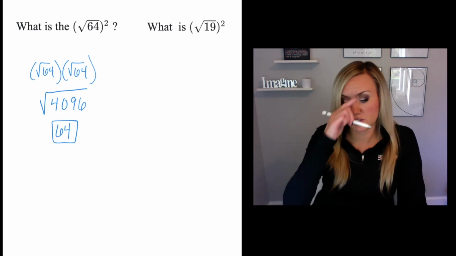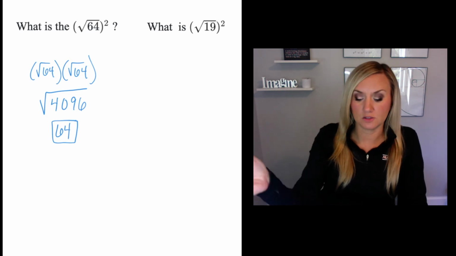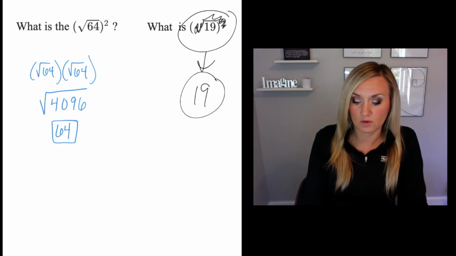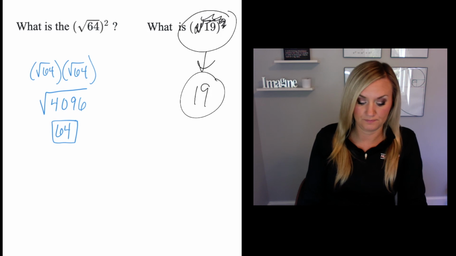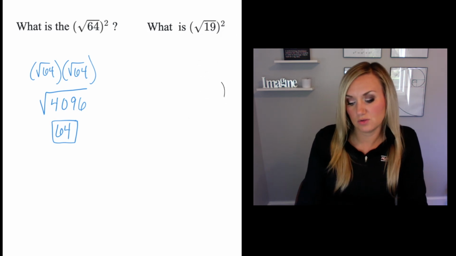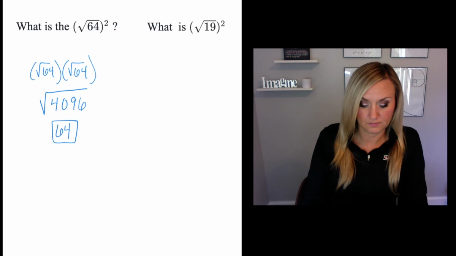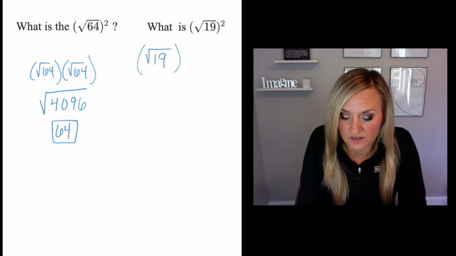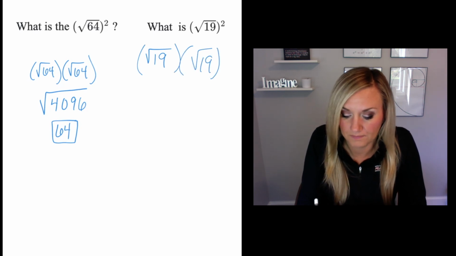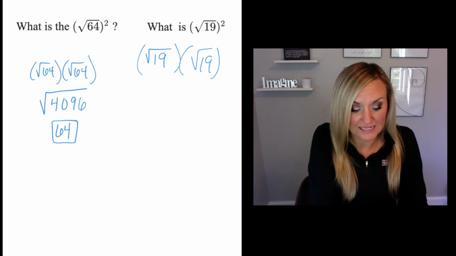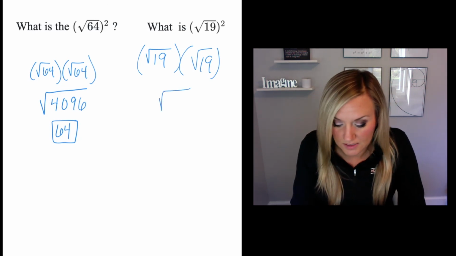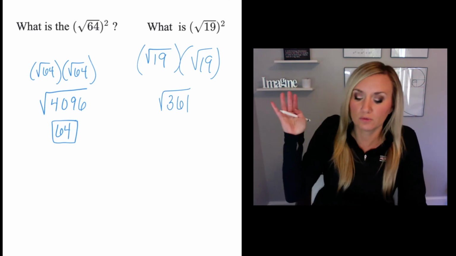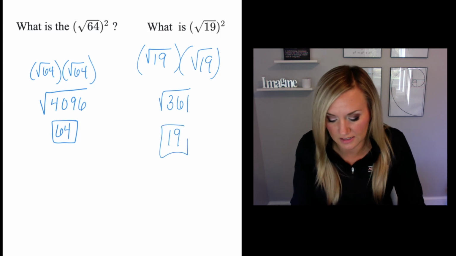Let's do the square root of 19 squared. We know that this answer is just going to be 19 because the square root and the square cancel each other. But let's do a little bit of the longer way for fun, right? So that means that I have 2 square roots of 19. Good. And then I know that 19 times 19 is now going to be the square root of 361. And then if you type in your calculator the square root of 361, you're just going to get 19.